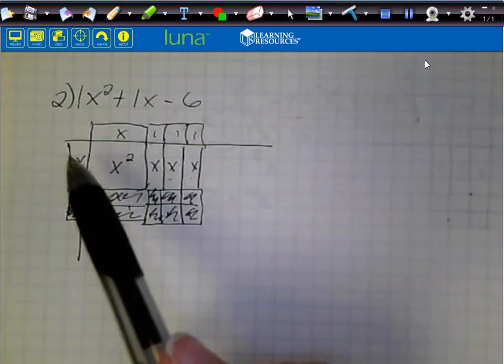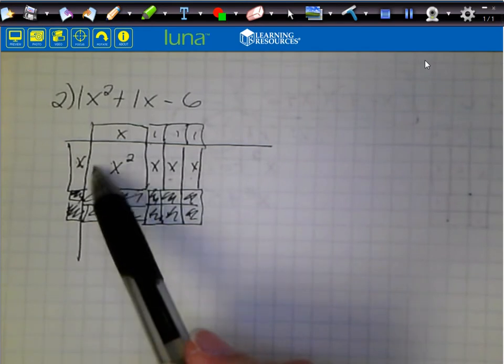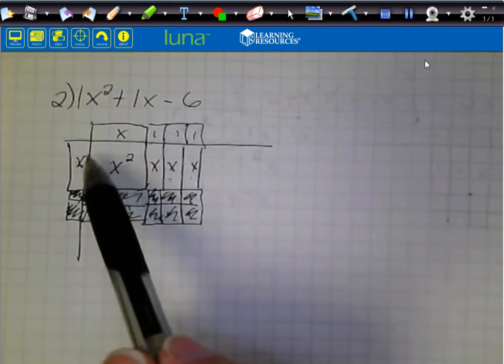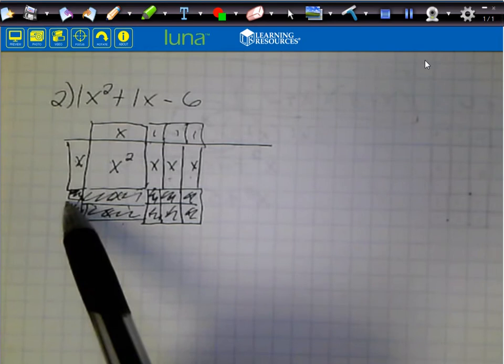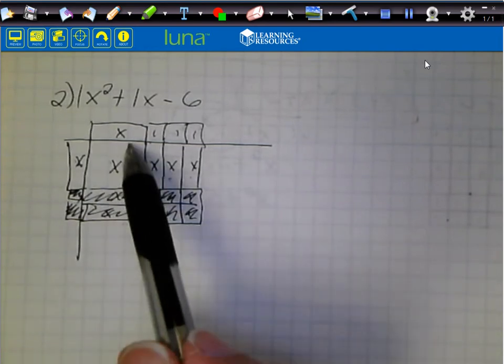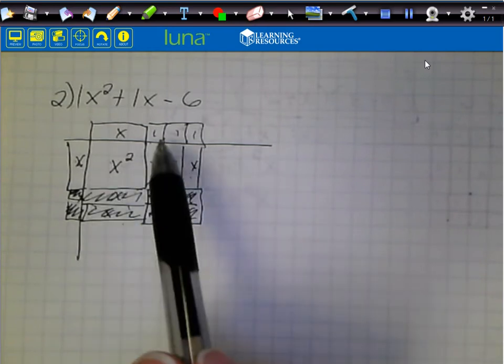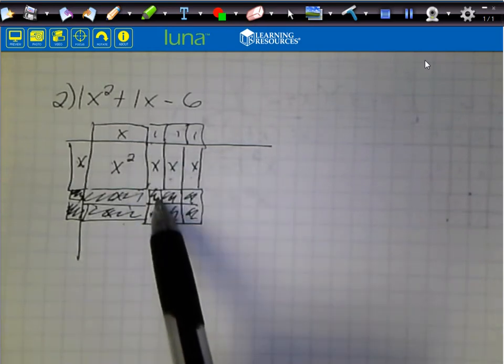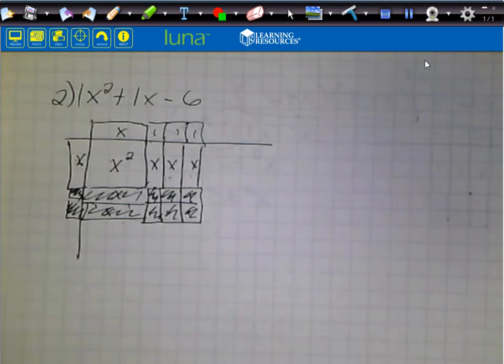So I'm going to go through and make sure this works. X times x is x squared, x times 1 is 1x, x times 1 is 1x. And if I go down here, negative 1 times x is negative x. Negative 1 times x is negative x. And if I go here, negative 1 times positive 1 is negative 1. So all these pieces are working.